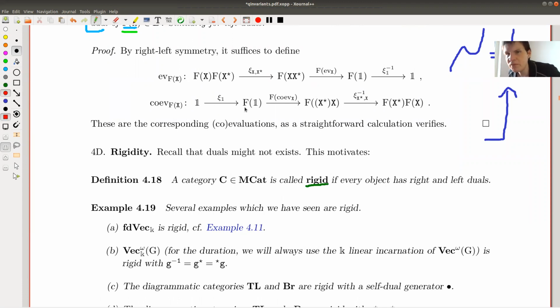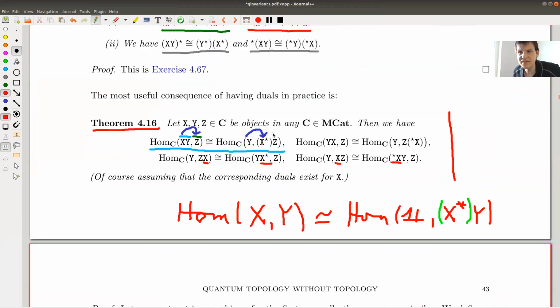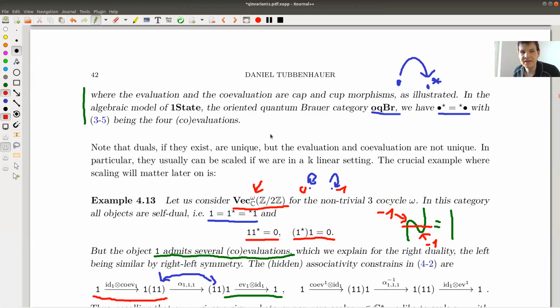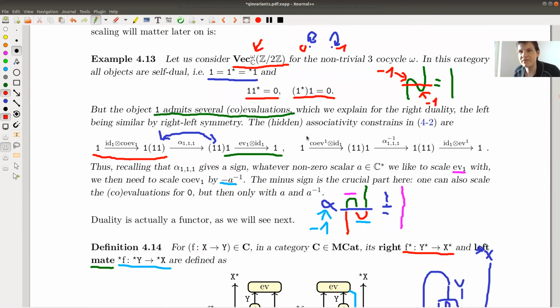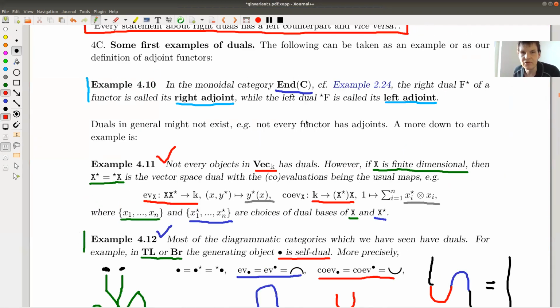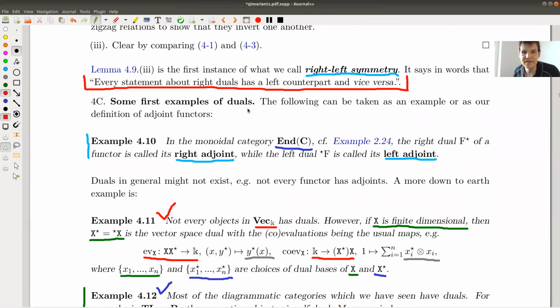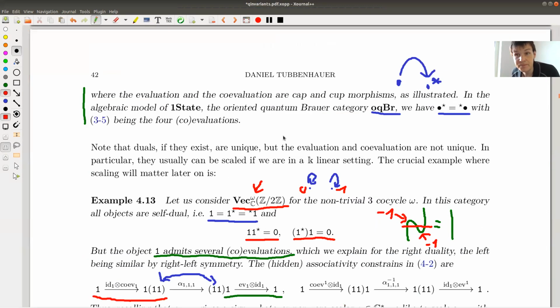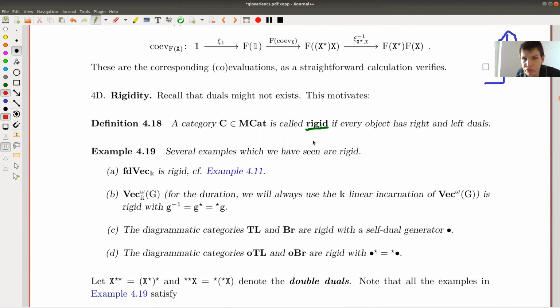if, well, what was the only drawback in this whole discussion? If duals exist, they're unique. Okay, there was a slight thing with left and right dualities might not be unique, but let's ignore that for a while. If duals exist, they're unique, but in Vect, for example, not every object has duals. So duals might not exist, right? And now you just say a category is rigid if every object has a right and a left dual. So now in a rigid category you do not have to worry about existence of duals anymore. They exist by definition.